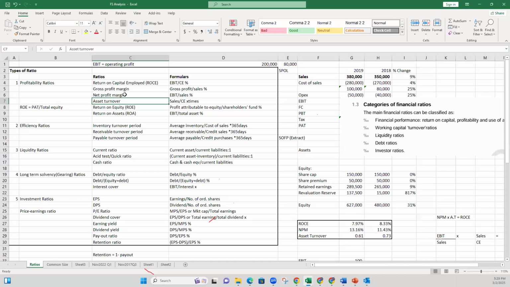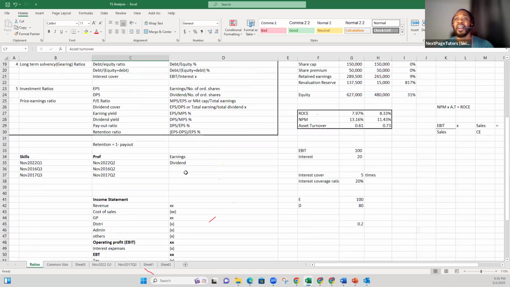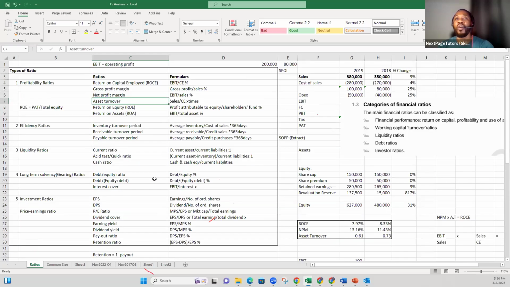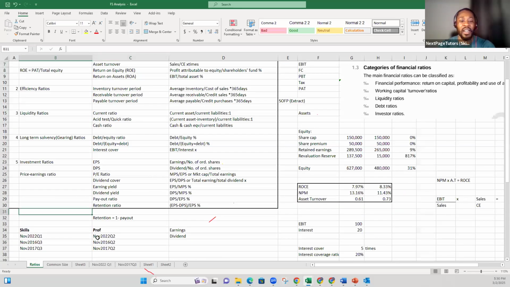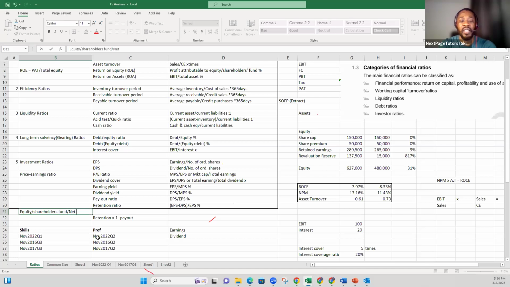Okay. Sorry, for return on equity, is there a difference between shareholders fund and equity? No. I mentioned it as well. Did I put that note somewhere? I think I mentioned it just now. Equity is shareholders fund or net asset. Please take note of that. Equity, shareholders fund, net asset, they mean the same. Does that make sense? Yes.